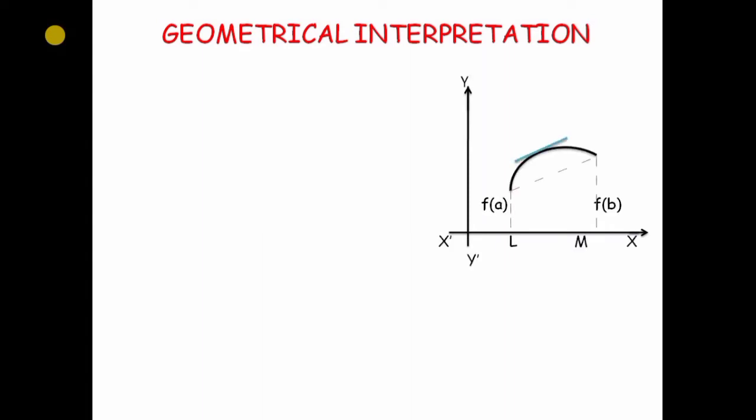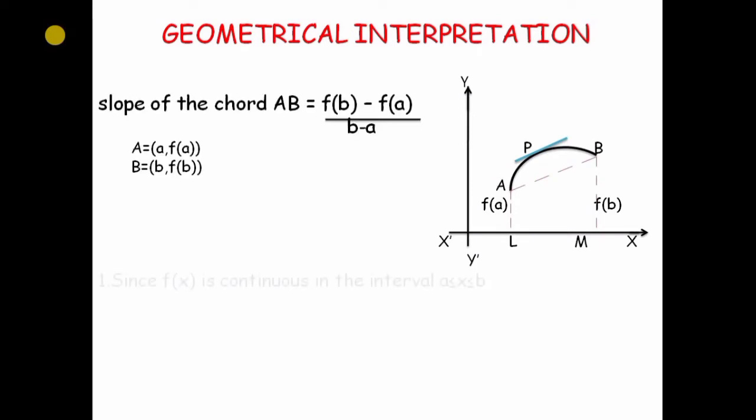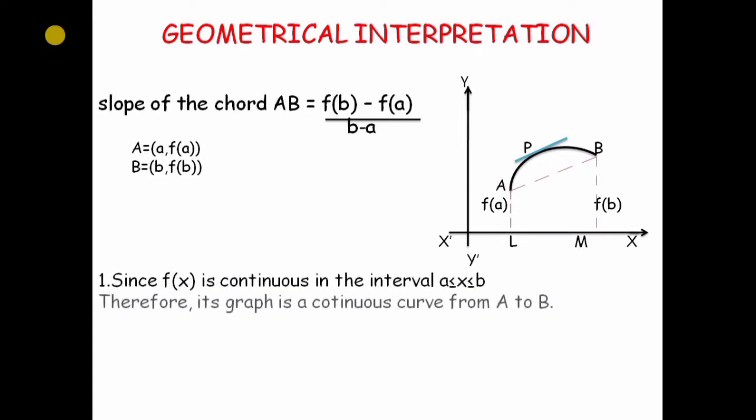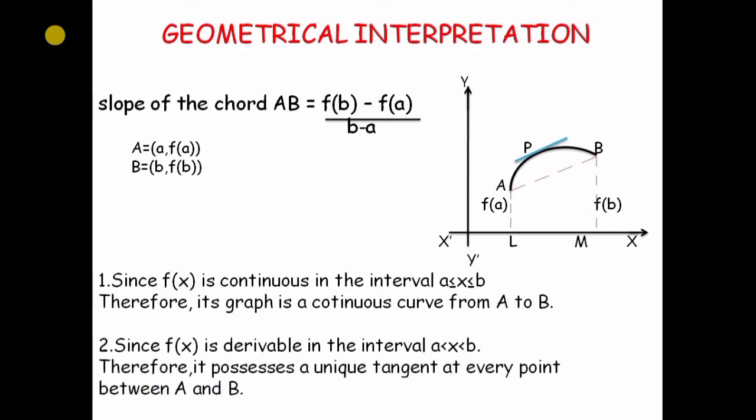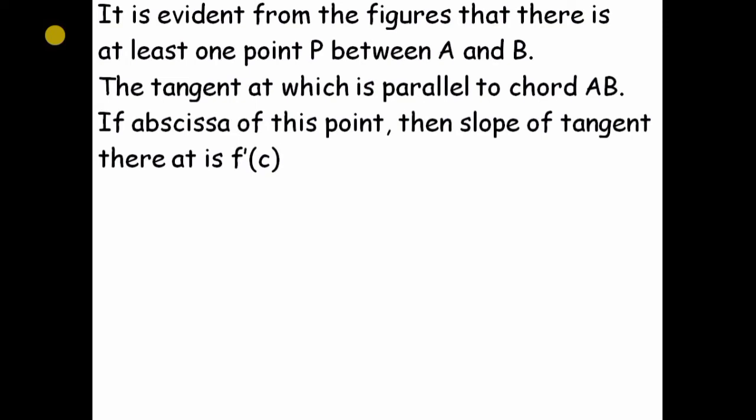So this is the graph, and these are the points a and b, with a giving the point a, f of a and b giving the point b, f of b. Then the slope of the chord AB should be equal to f of b minus f of a upon b minus a, using the point slope formula. Since f of x is continuous in the interval a, b, its graph is continuous from a to b, and since f of x is differentiable in the interval a, b, it possesses a unique tangent at every point between a and b. So there should be one tangent which is parallel to the chord AB.